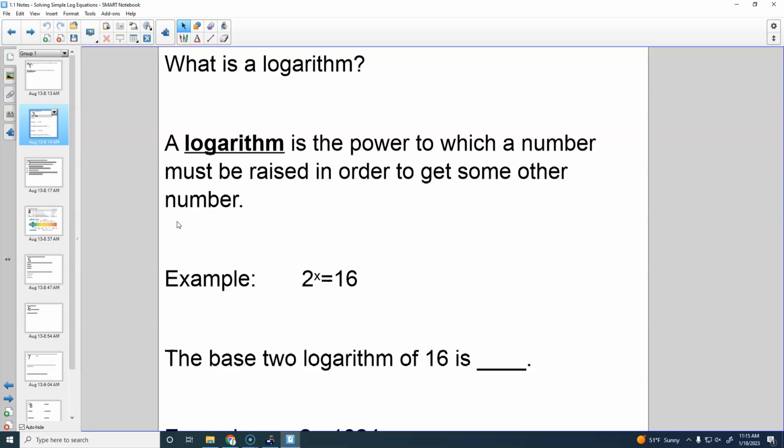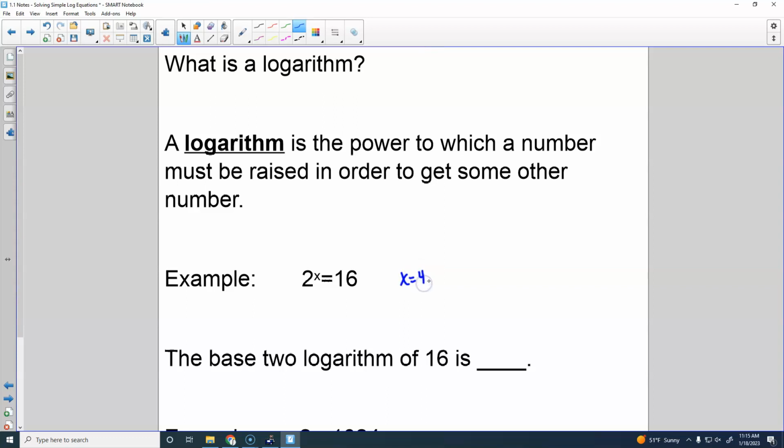Okay? So, for example, here I've got one that hopefully we can do without a calculator. 2 to the x power equals 16. What should that x be there? X should be 4. 2 to the 4th power is going to give us 16. All right? So what we have just done there, although it's a really simple basic thing, is we have taken a logarithm to solve that. Really, we're just thinking 2 to what power, right? So this would be called the base 2 logarithm of 16 is 4.